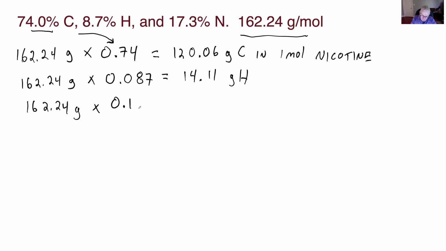17.3% for nitrogen, which will be 0.173. Multiply that one out, and I get 28.07 grams of nitrogen. And all of those masses are how much is in 1 mole of nicotine.